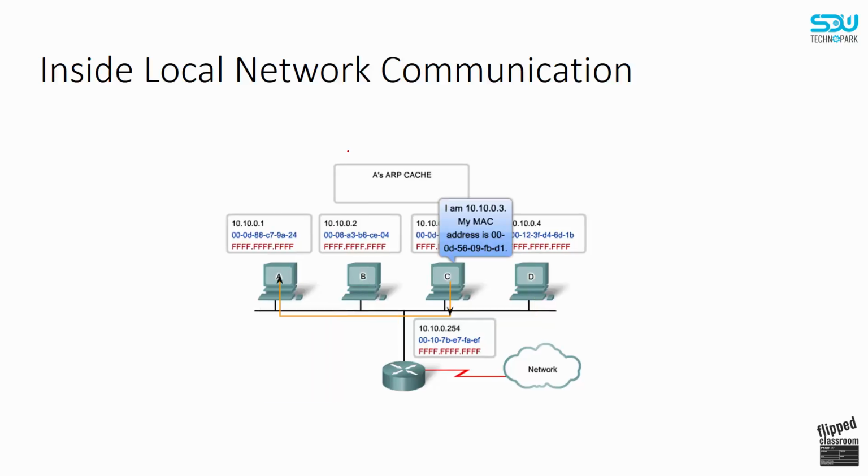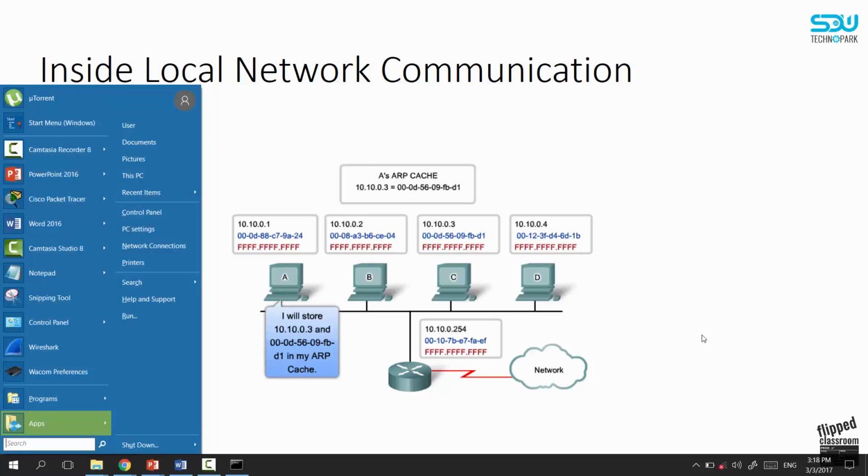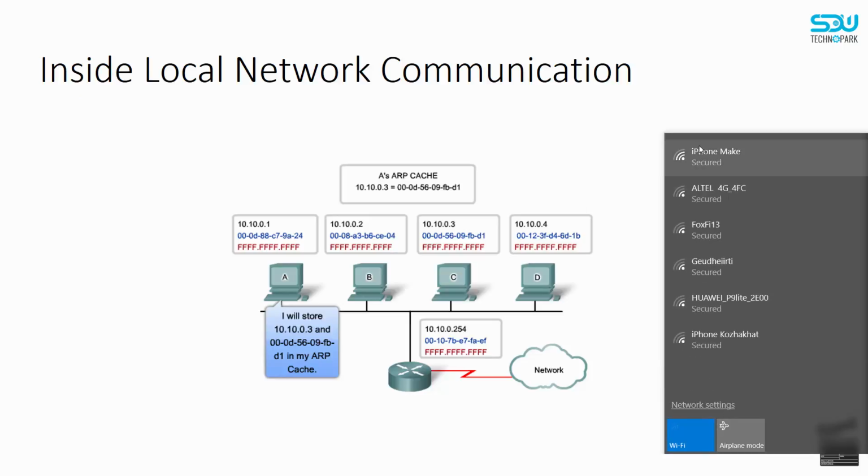Afterward, computer C sends a unicast packet, also by the ARP protocol, which provides information to computer A about the MAC address of computer C. Then computer A stores this information in the cache of the ARP table, and then it can communicate with computer C. So in case you want to see the ARP table on your computer, you are able to do it.